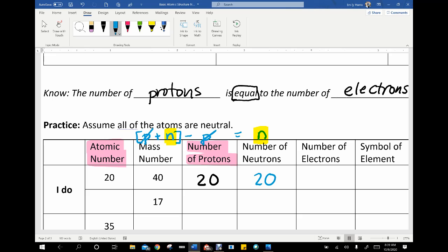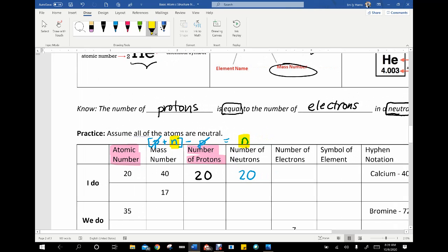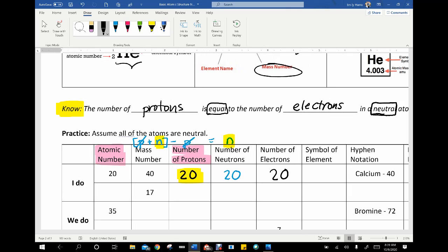Now we're ready for our electrons, which is based on this statement here. We're assuming that all of the atoms are neutral. So that means the number of protons must be equal to the number of electrons. So that is 20 as well. So now what we need to do is go to our periodic table and look up which atom is number 20, and that will let us get the symbol for our element.